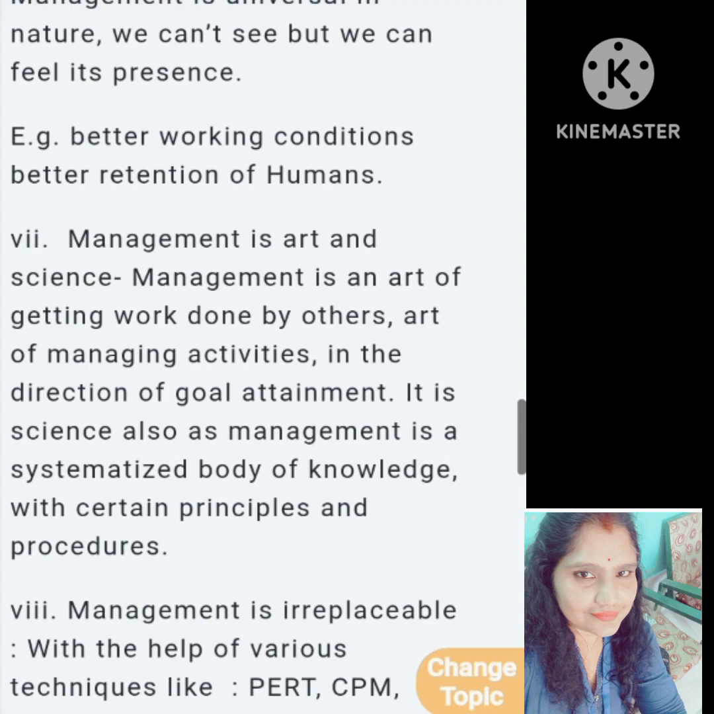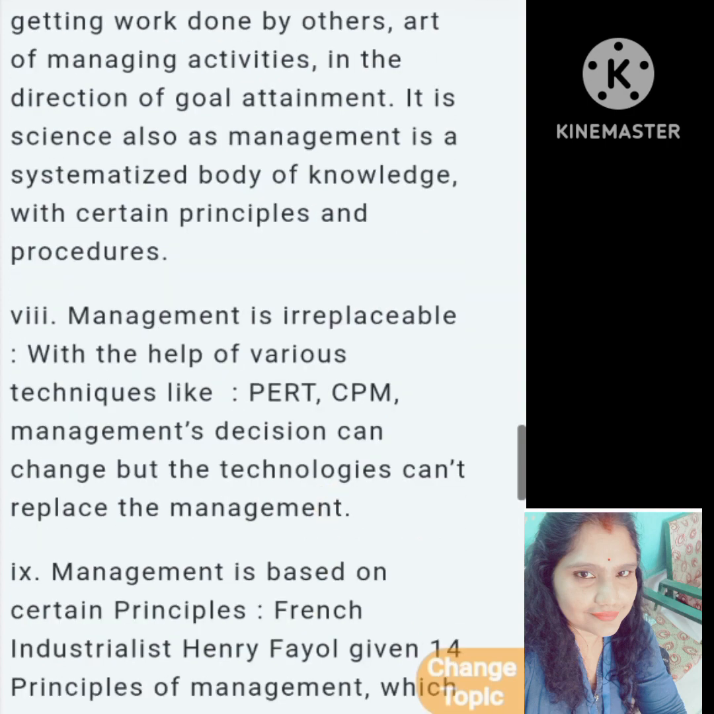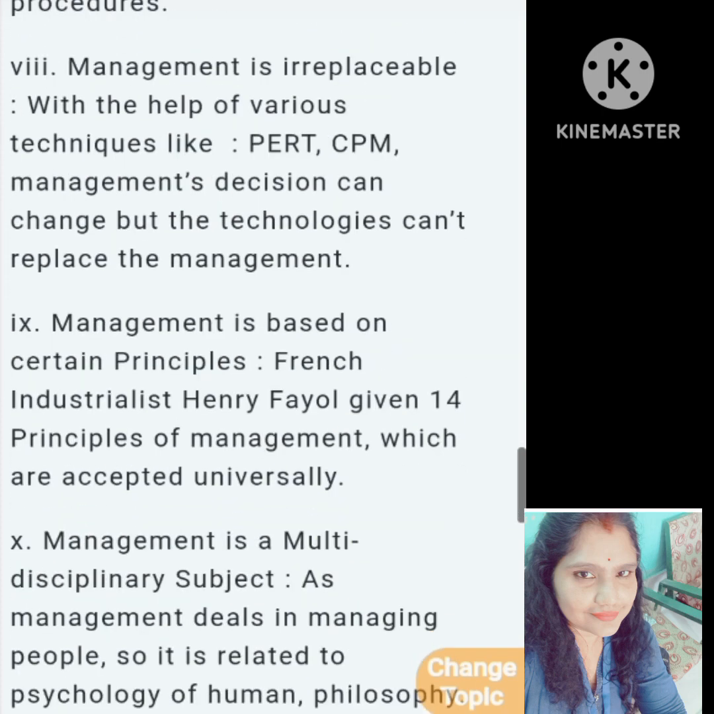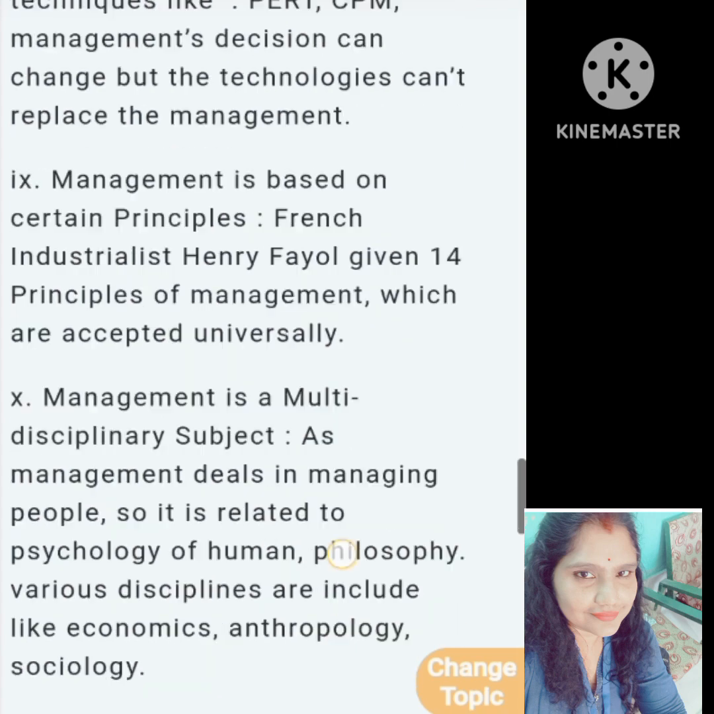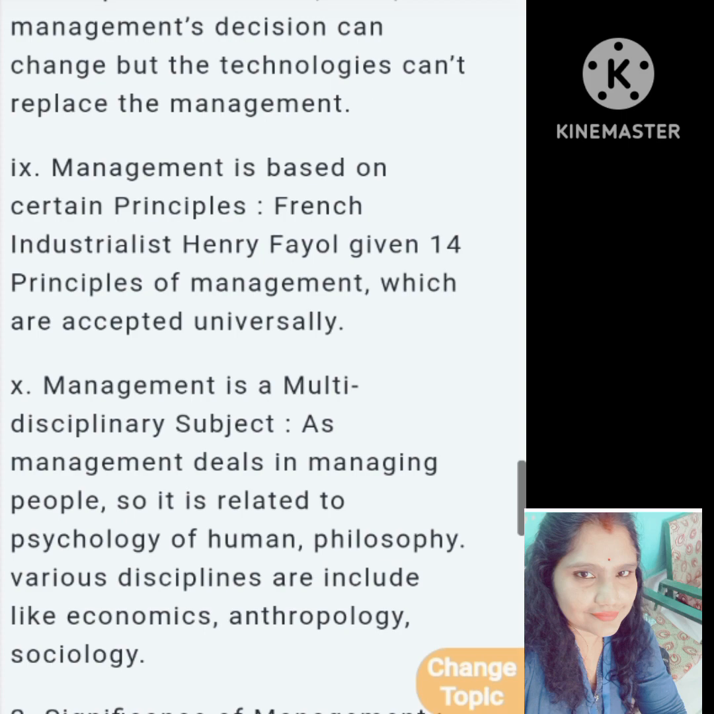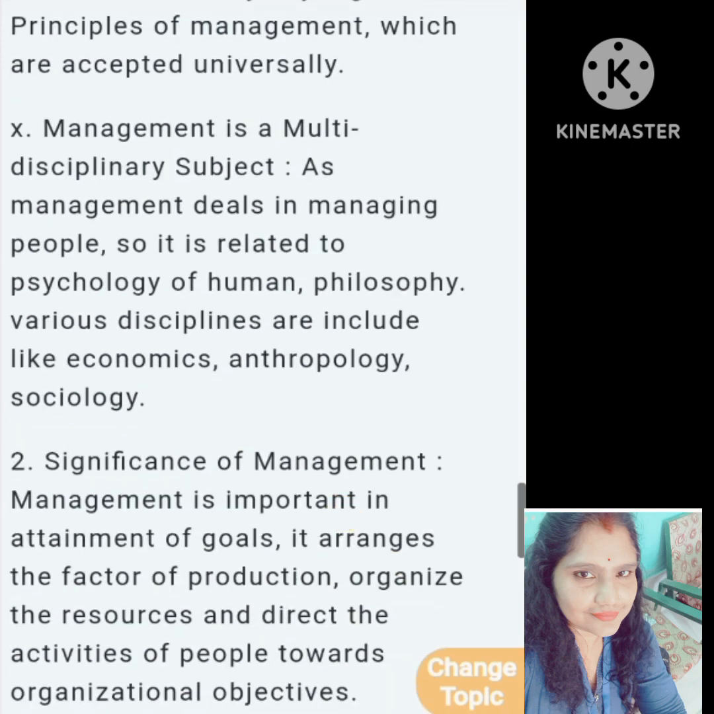Management is irreplaceable. Yes, this point shows that with the help of various techniques like PERT and CPM, management's decisions can change, but the technologies can't replace management. Now, point 9, management is based on certain principles. French industrialist Henri Fayol gave 14 principles of management, which are accepted universally. Now, point 10, management is a multidisciplinary subject. Yes, as management deals in managing people, it's related to the psychology of humans, philosophy, and various disciplines like economics, anthropology, sociology, etc.